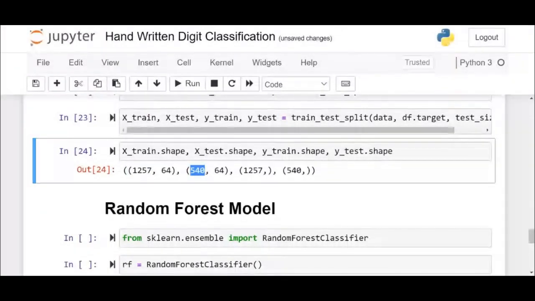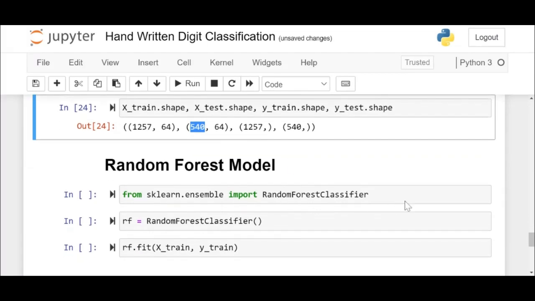So of the total images, 70% goes to my training and 540 goes to my testing. So the train test split is the same, there is no difference. The only difference is that we have to flatten our images before we do the train test split. Then, because this is a classification problem with images, we are going to use the random forest classifier in this case.